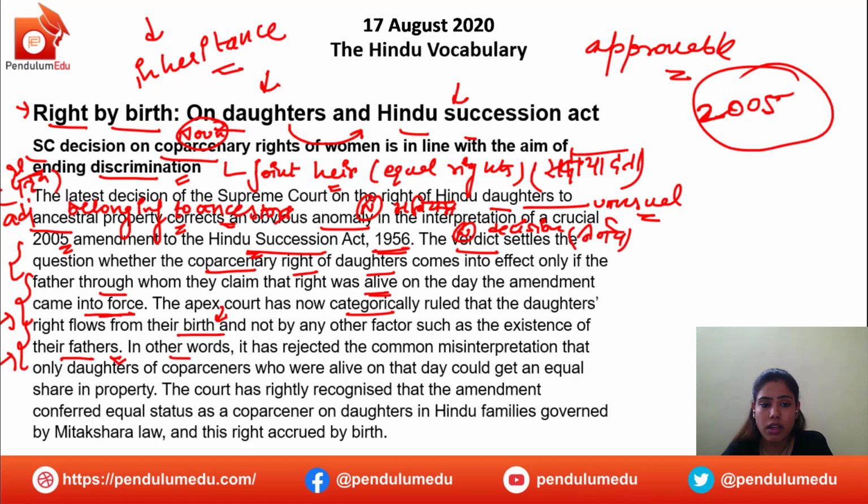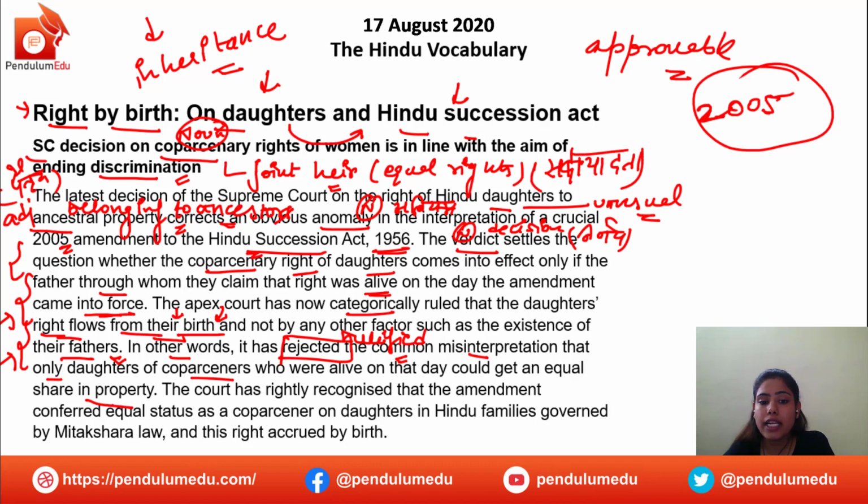In other words, it has rejected the common misinterpretation that only daughters of coparceners who were alive on that day could get an equal share in the property. It has rejected, it has nullified this misinterpretation. So this was the misinterpretation. Now the right flows right from birth. This is what the effect is.